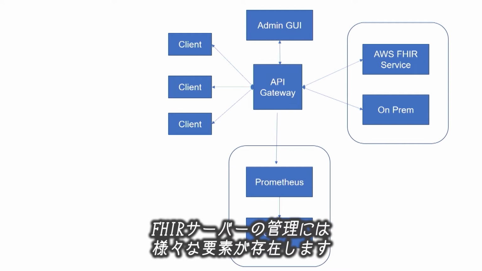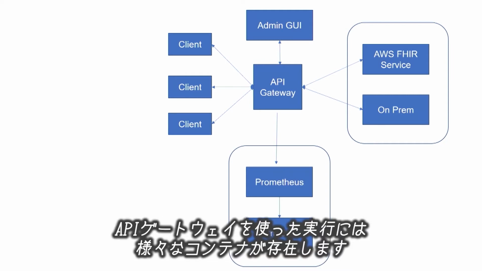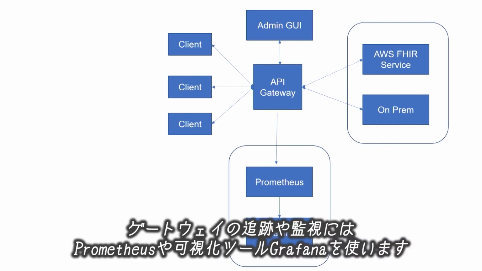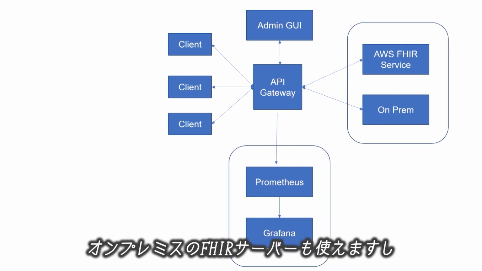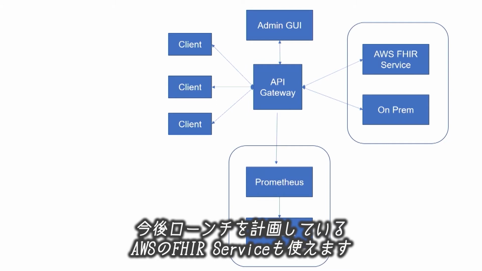Now, there are a lot of different moving parts to managing FHIR servers. Here is a schematic that shows a lot of the different containers that were used to run the API gateway and to track and monitor that gateway, using containers called Prometheus and a very exceptional visualization tool called Grafana. You can use this both with on-premise FHIR servers or the AWS FHIR service, for example, that we're planning to launch in the near future.